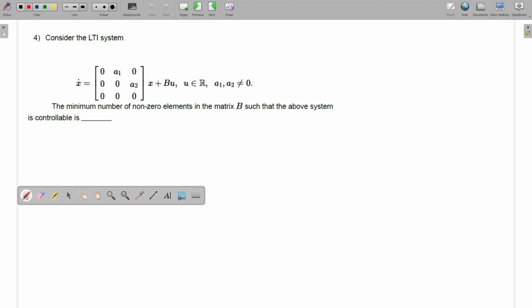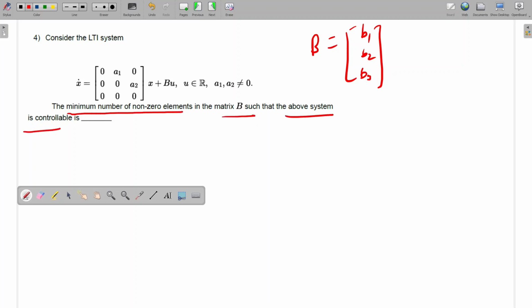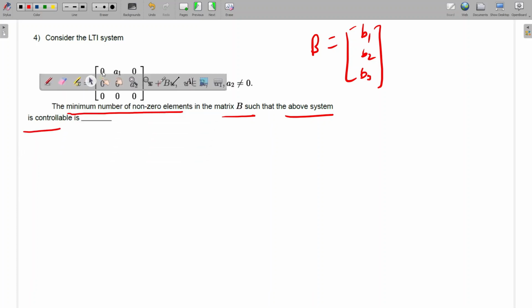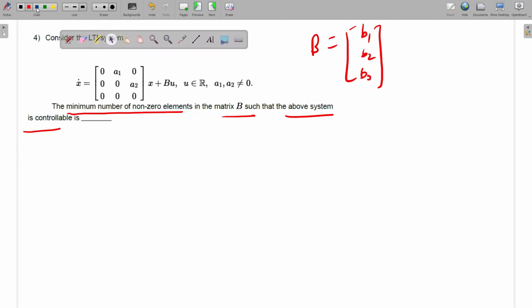So this is also a similar kind of question, a fill in the blanks kind of question. So it is asking what is the minimum number of non-zero elements in the matrix B. B is a matrix, so B is, let's say, B1, B2 and B3. So it is asking the minimum number of non-zero elements in B such that the system is controllable. Okay. So same thing, we'll do the controllability matrix QC. So QC is equal to B, AB and A square B.